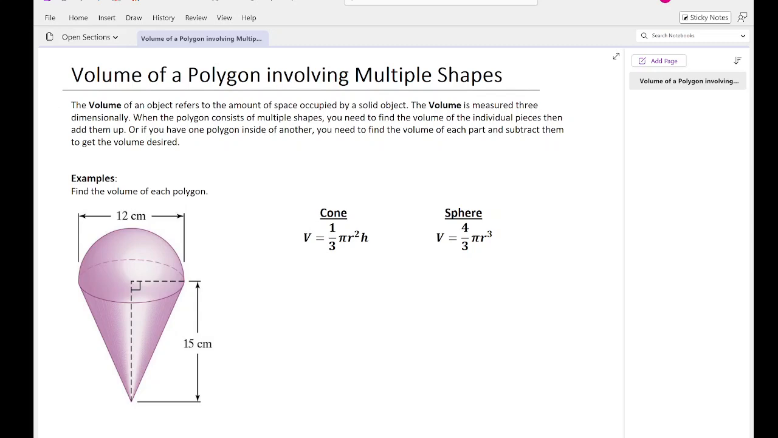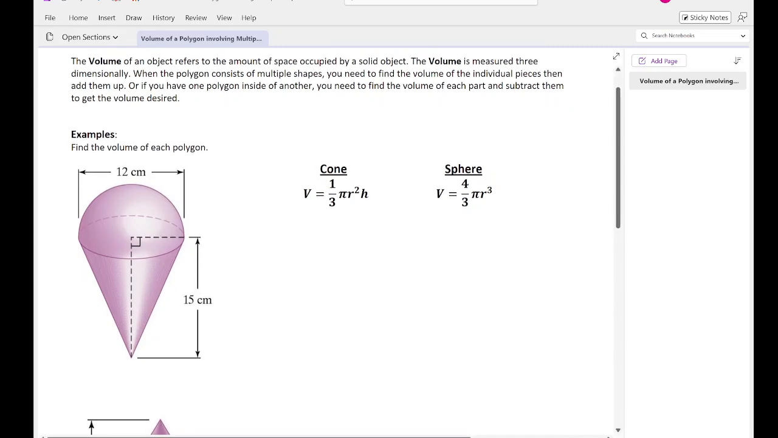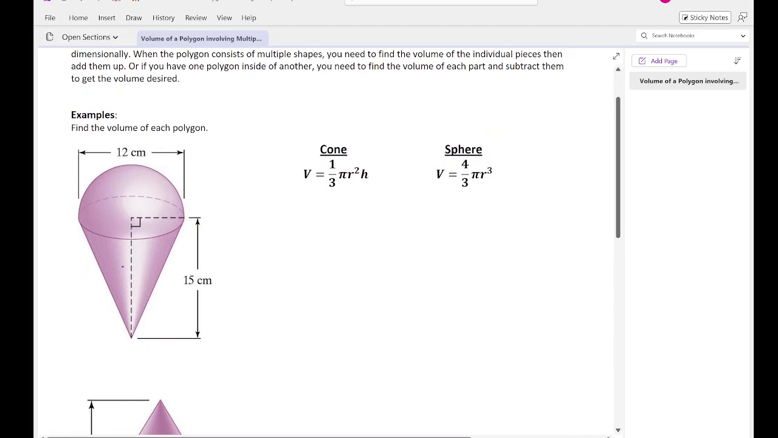So let's look at a couple examples going over that. So we have this polygon here. I can see that I have a half sphere on top of a cone. So here is the formula for the cone and sphere, and I'm going to find out what is the volume for the whole thing. So let's start off with the cone.